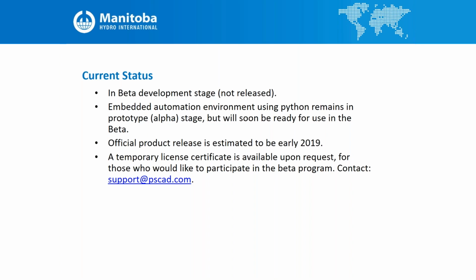I know a lot of people are eager to start using the software. So you can give us a shout at the support@pscad.com email. You can address it to me personally, and just say you would like to participate in the beta program, and we'll set you up with a certificate license, like a temporary certificate, so that you can use it while we're still working on it, and then we'll stop all that once it's released.